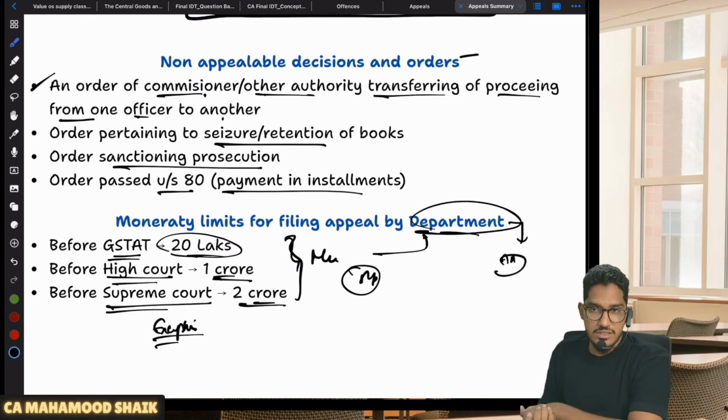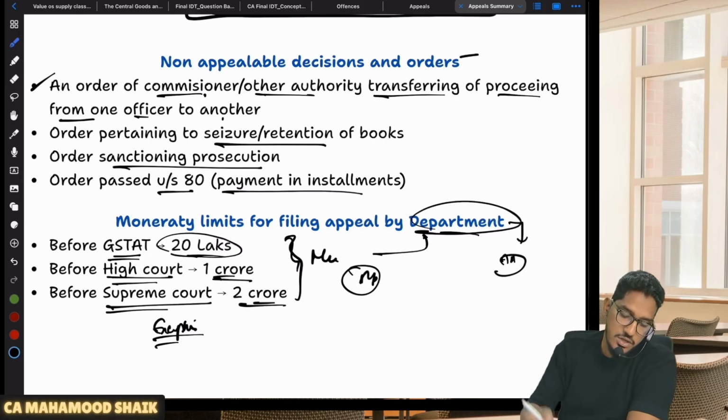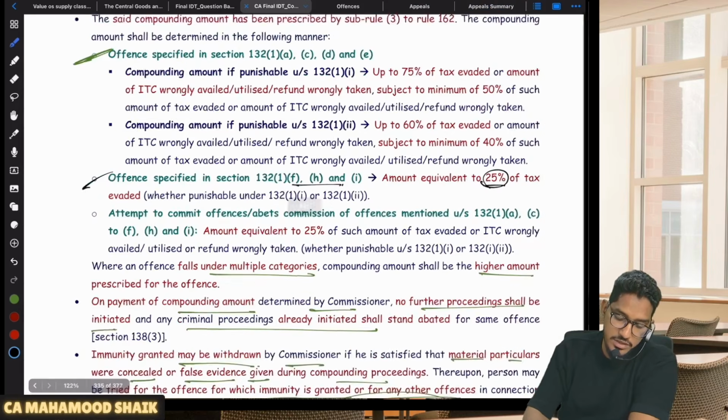Okay, able to understand? Shall we proceed further now? Right. So with this background discussion, now we will go into the material.